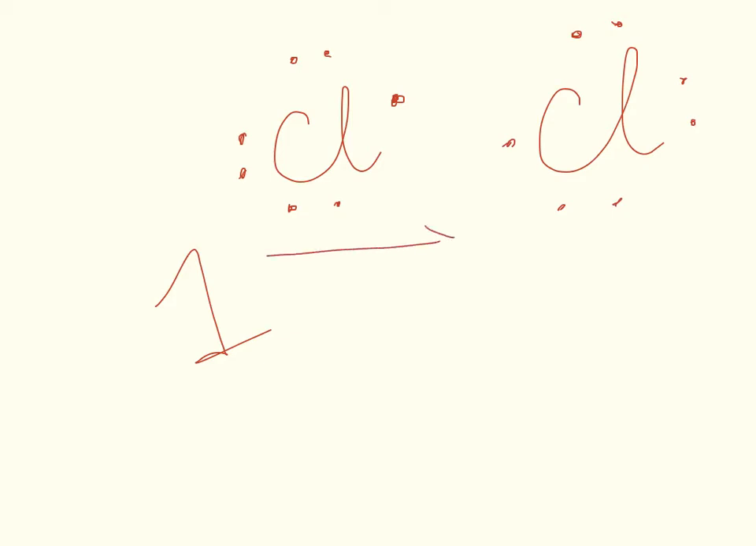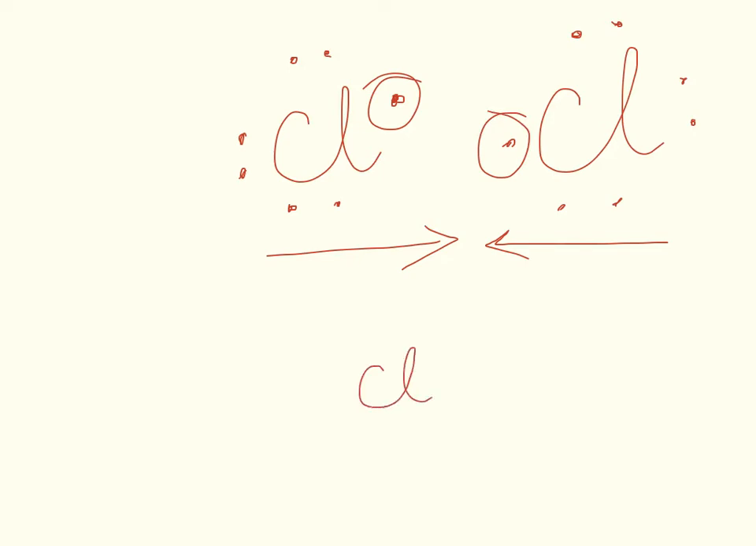Now, that is not good enough for an octet. It needs one more electron for an octet. So another chlorine atom, 1, 2, 3, 4, 5, 6, 7. This is another chlorine atom. They come to an optimum distance. They come closer to each other, and when they get to that optimum distance, these two electrons will be shared by them.